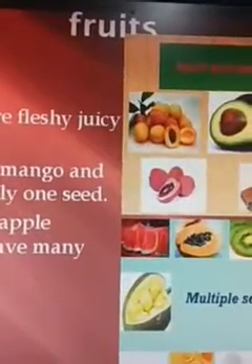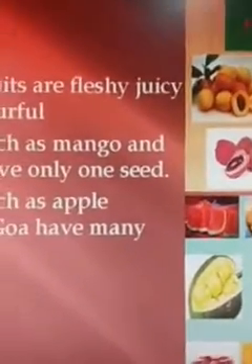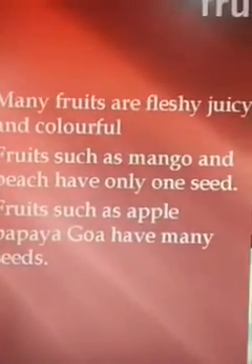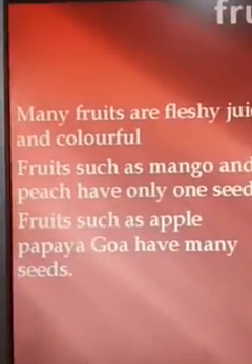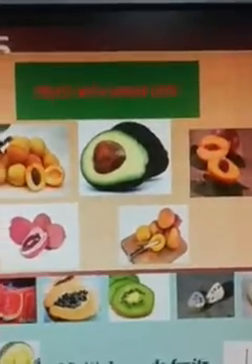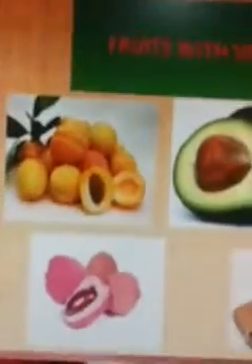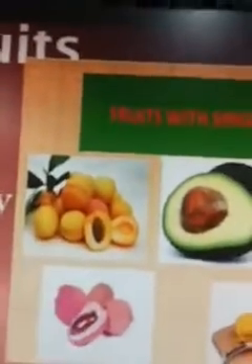Next we are going to study about fruits. You may like so many fruits, no, children? Fruits are juicy, fleshy, and they are also colorful. See here some fruits. Can you identify which type of fruits these are? Huh? Which one is this, children? This one, avocado, peach, lychee. This one is lychee.